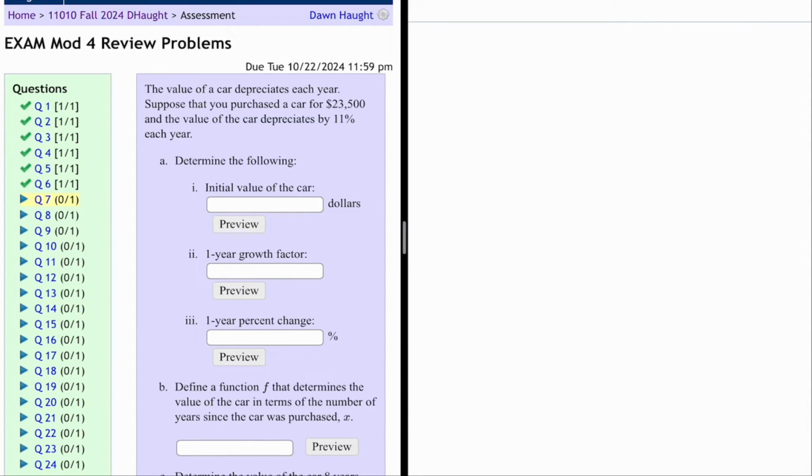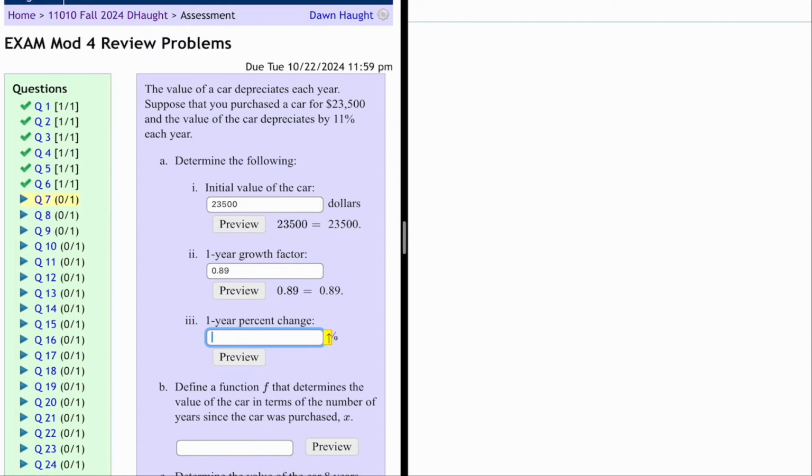It says the value of a car depreciates each year. Suppose you purchased a car for $23,500 and the value of the car depreciates by 11% each year. Determine the initial value of the car. That's the $23,500. The 1-year growth factor. Now let's think about the growth factor: you have to start with 100, and if it's depreciating, you're going to subtract off that percentage. If you're growing, you're going to add it on. So 100 minus 11 is 89, so that would be 0.89.